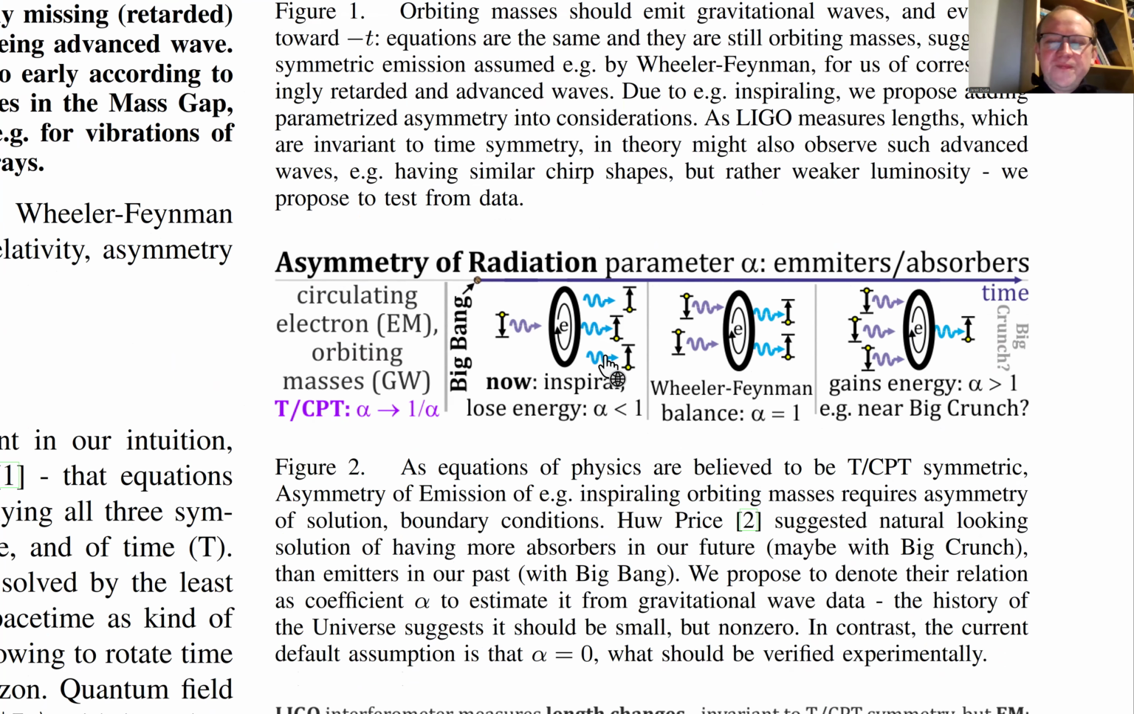So the asymmetry has to come from the boundary conditions, and the boundary conditions, I think the simplest are just whether there are emitters or absorbers. Yeah, so now there are definitely more absorbers in our future than emitters in our past. In the far future, they might be reversed. And in between, let's say Big Bang and Big Crunch in the middle, there could be balance.